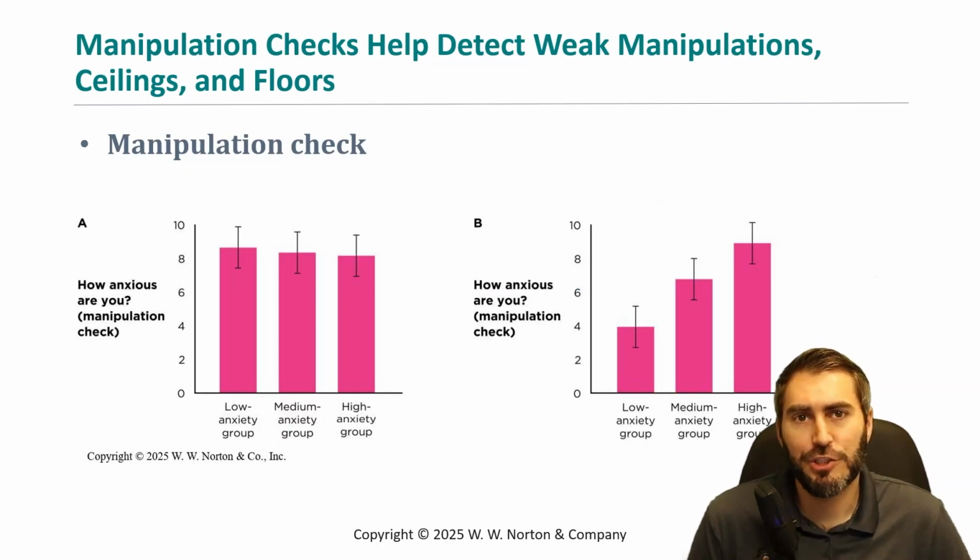A manipulation check is a second dependent variable included in a study to make sure the independent variable manipulation worked. In the manipulation check depicted in graph A, it appears that the anxiety manipulation didn't work, as the three anxiety groups self-reported very similar levels of anxiety. In graph B, it looks like the anxiety manipulation did work, as it seems to differentiate the three different independent variable groups as would be expected.